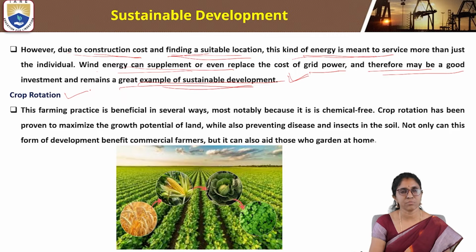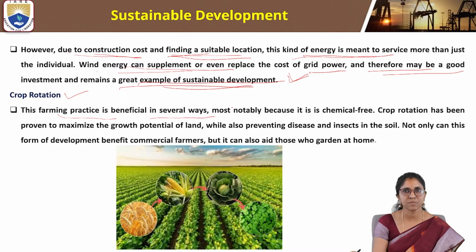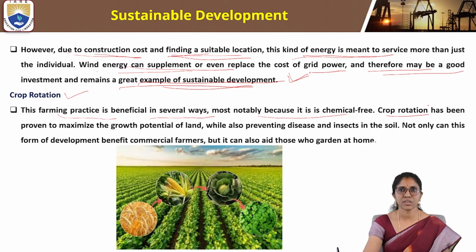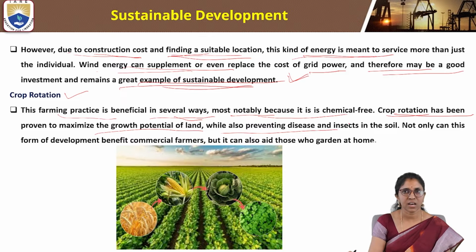So crop rotation is also an example of sustainable development. It is a farming practice that is beneficial in several ways, most notably because it is chemical free. Crop rotation has been proven to maximize the growth potential of land, because of which the potential of the land increases, while also preventing diseases and insects in the soil.